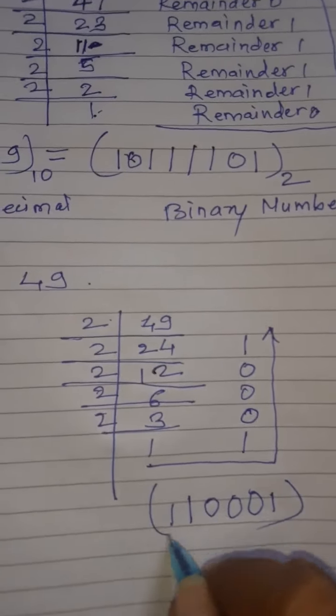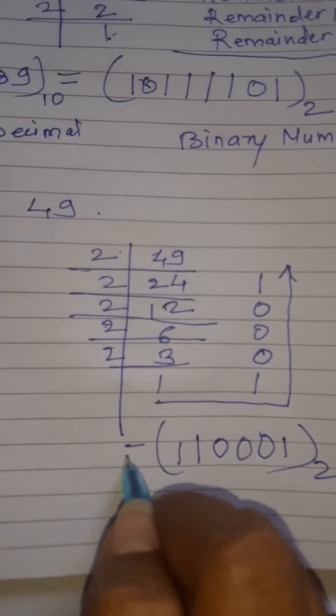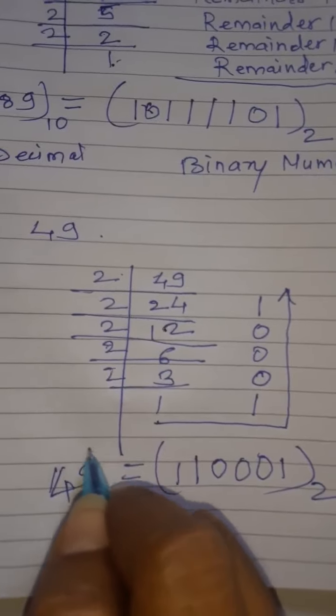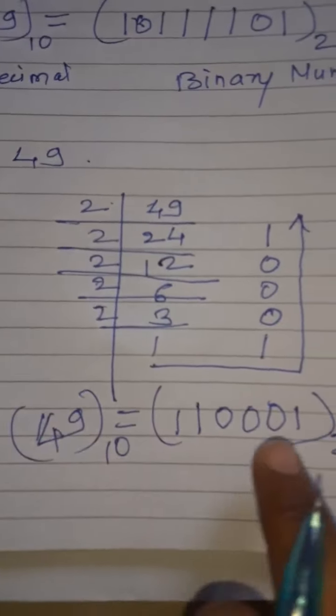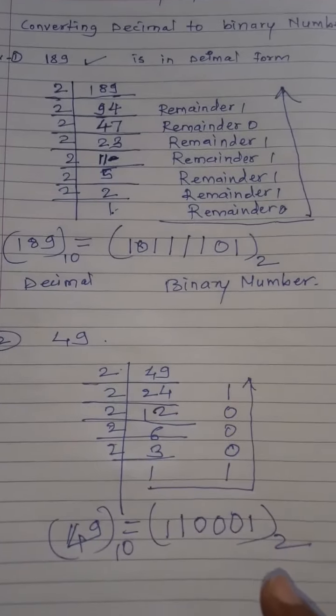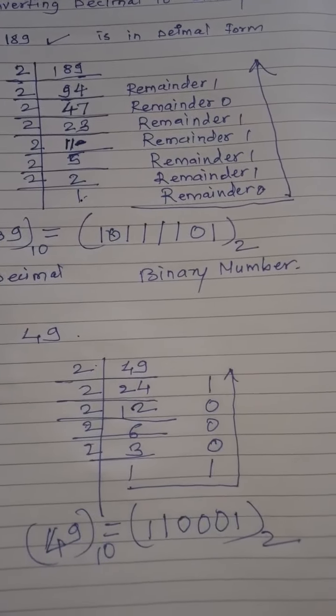So this is called the binary equivalent of the number 49. 49 decimal to binary equivalent. This is the conversion of decimal to binary number system.